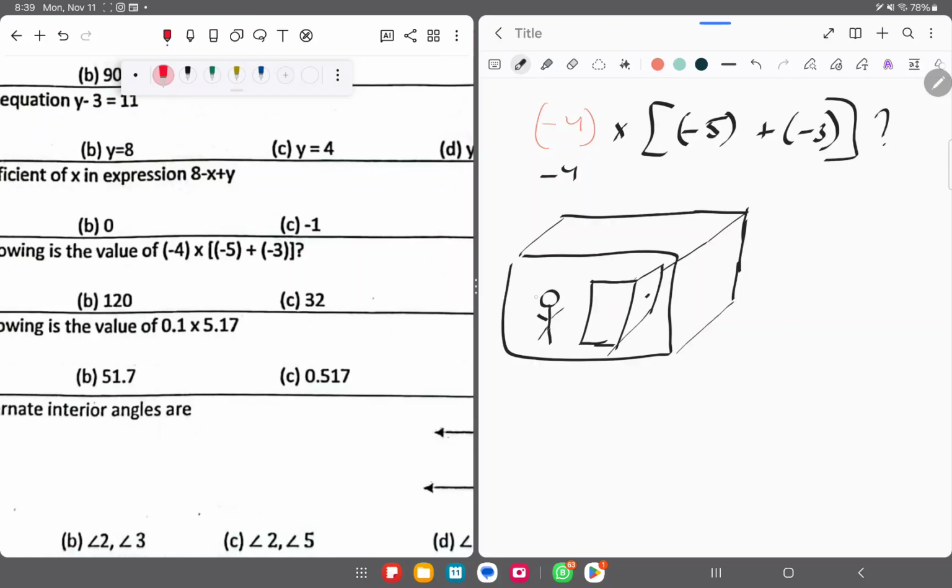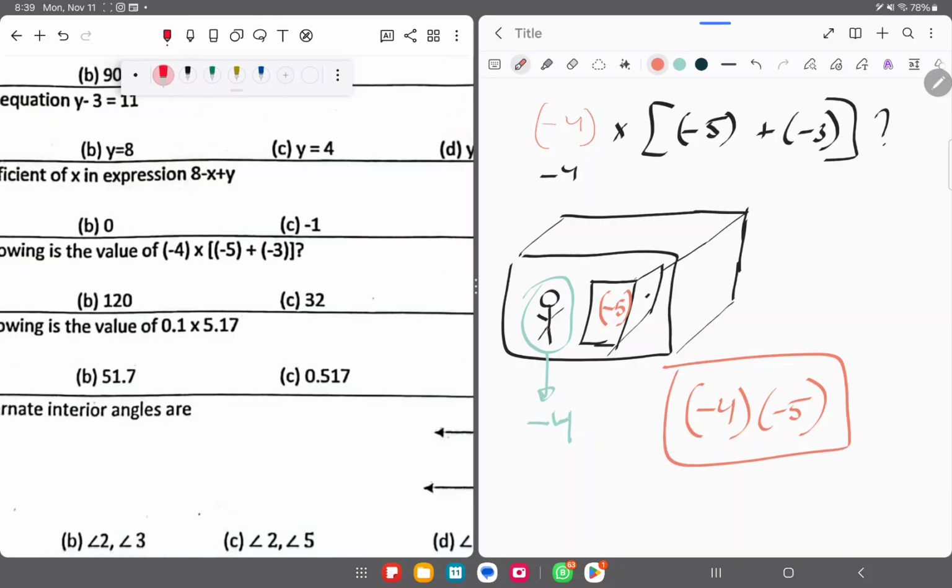Now, you are the -4. Let's change colors. You are over here as -4. So if you are a -4 over here, and something is getting out of the room, what is the first thing that's coming out of the room? The first thing that's coming out of the room is a -5. So you say hello to -5. So the -4 is saying hello to the -5. Now, this is in the scenario if I am multiplying these two together.